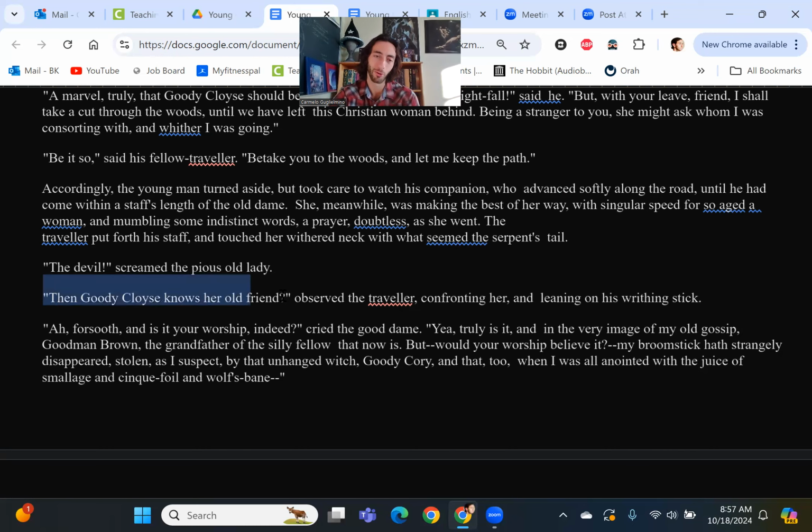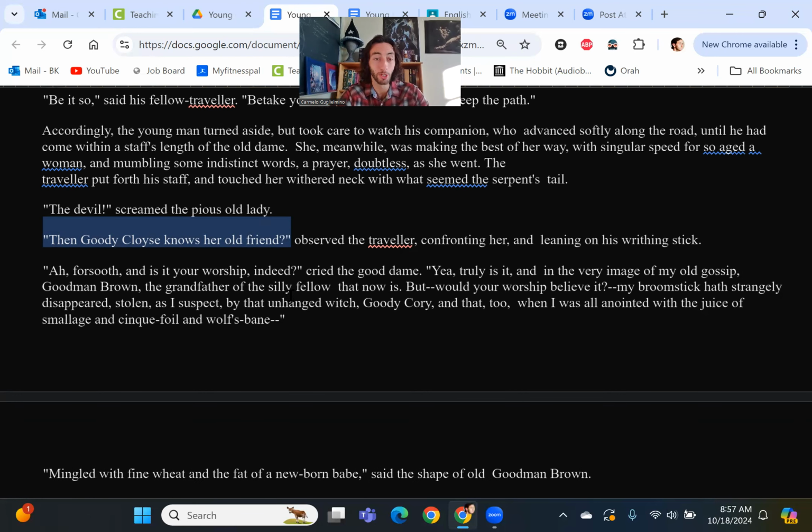Okay, so I love that. Again, a pun. She goes, the devil, right? That basically means what the devil, what the hell, is a way of translating that. But it also literally can mean, oh, is it the devil? And what does he respond with? Oh, Goody Cloyce, you know your old friend then. Okay. So they know each other, Goody Cloyce and the devil.